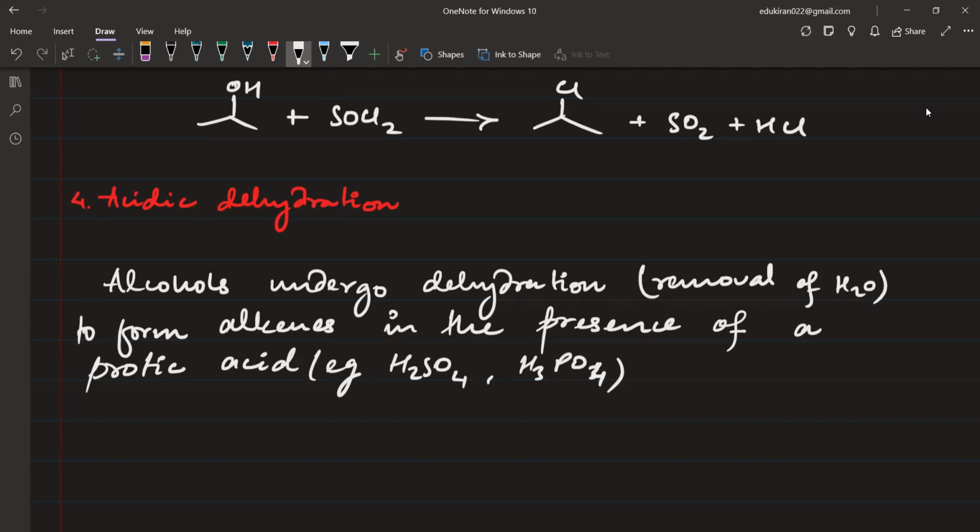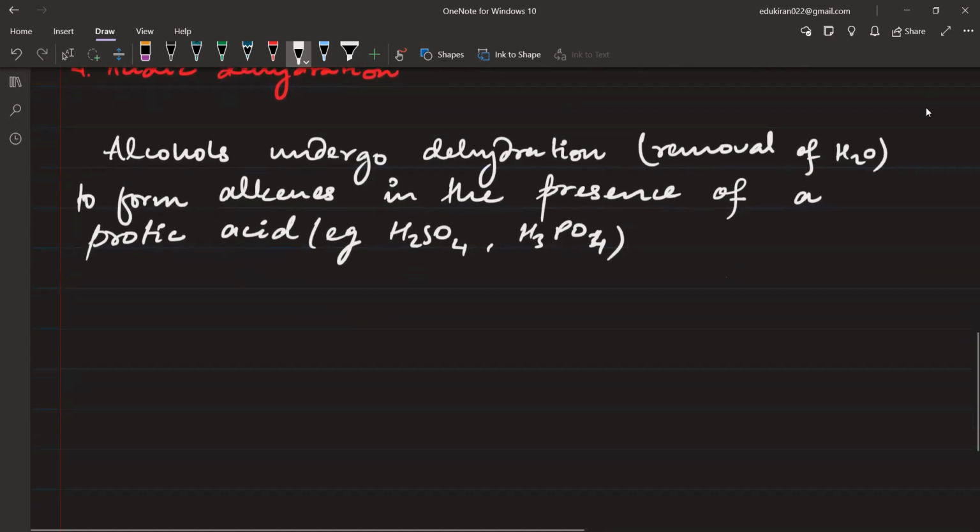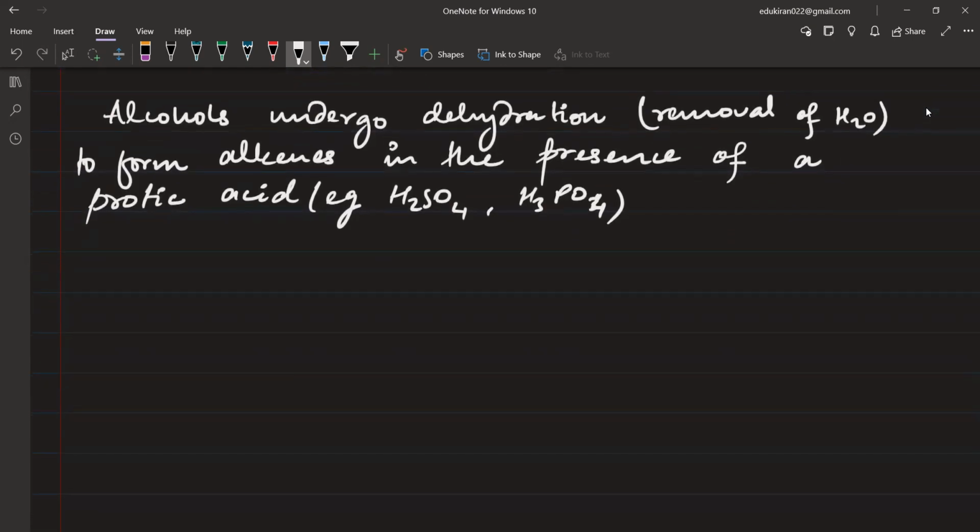There are other options also. For example, we can also use HCl. But HCl is not going to give you acidic dehydration. That is going to give you substitution, because we have chloride, which is going to act as a nucleophile and attack, remove the OH and form haloalkane. So we use protic acids in which the counter anion, for example in H2SO4, will dissociate into H plus and SO4 2 negative.